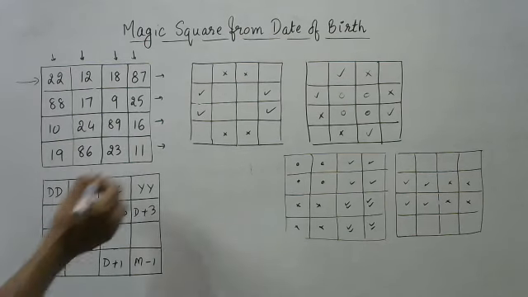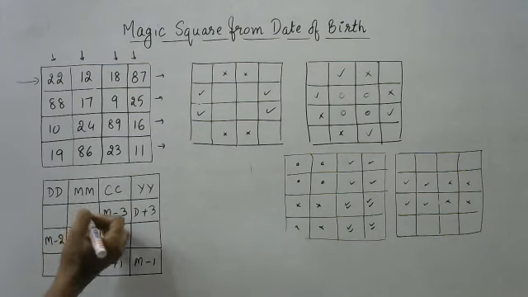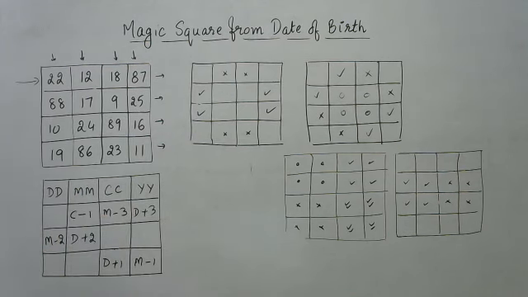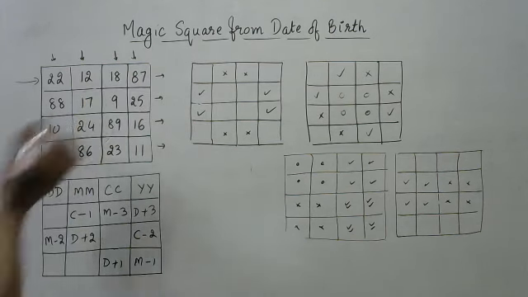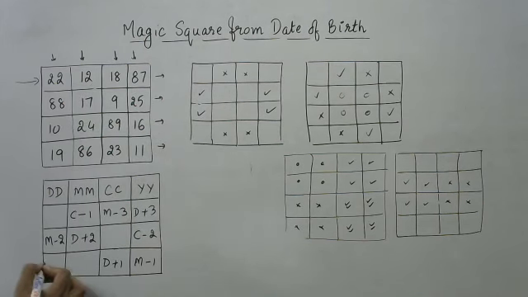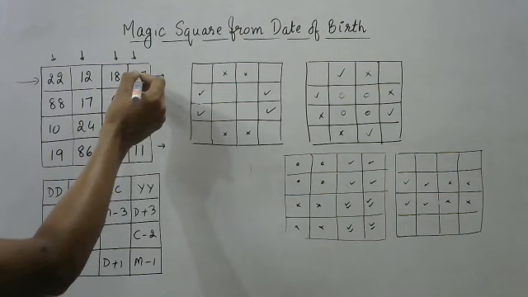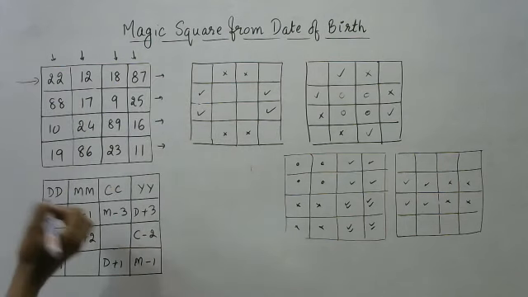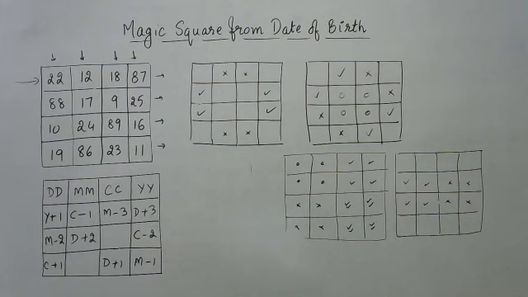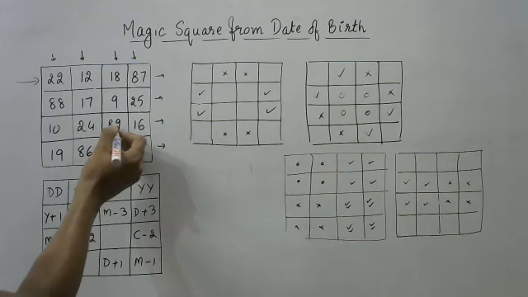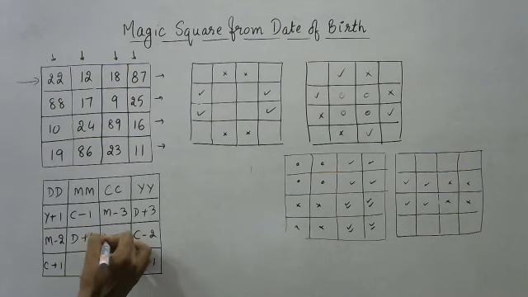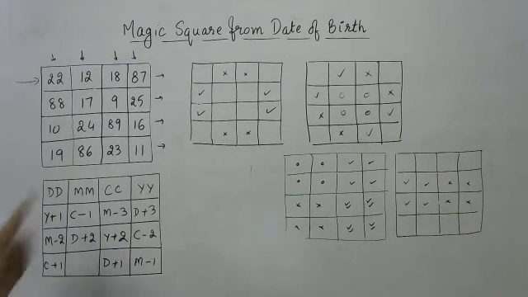Likewise, taking into consideration the century, one less than that will come here, C minus 1. Two less than that will come here, C minus 2. You can verify from here: 18 minus 1 is 17, 18 minus 2 is 16, and 18 plus 1 is 19. So C plus 1 comes here. And finally the year: 87 becomes 88, so year plus 1. Then in this column 89, so 87 becomes 89, so year plus 2. And finally 87 becomes 86 here, so year minus 1.